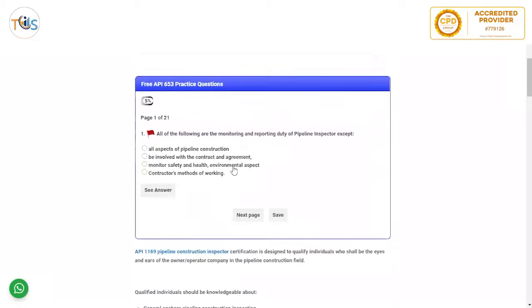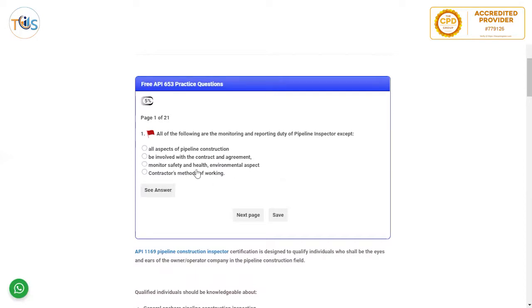Okay, let's take question number 1. All of the following are the monitoring and reporting duties of a pipeline inspector, except: all aspects of pipeline construction. Yes, the API 1169 pipeline construction inspector is involved with all aspects of pipeline construction. Be involved with the contract and agreement. Yes, they should also be involved with the contract and agreement and see what the requirements are.